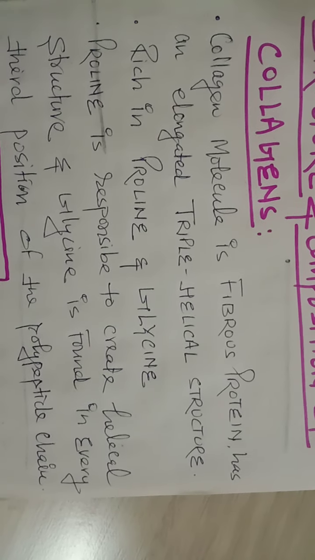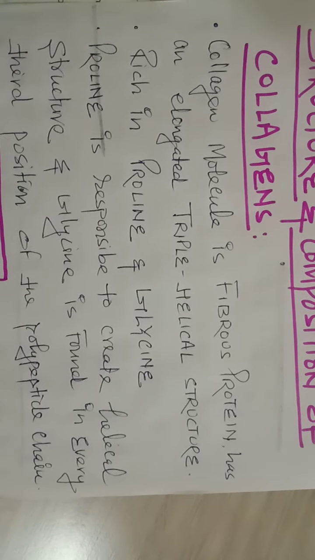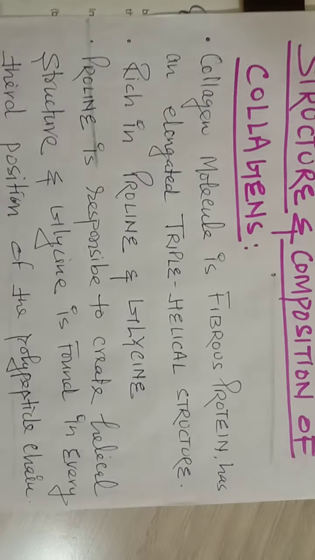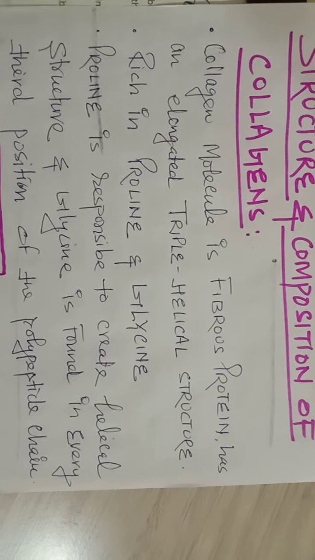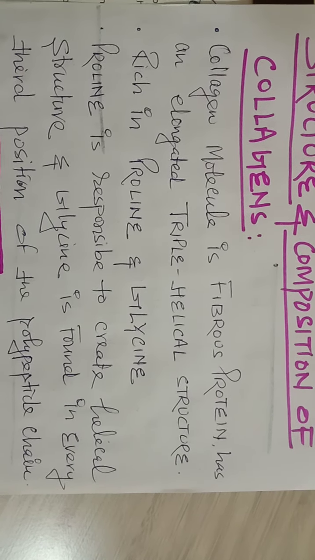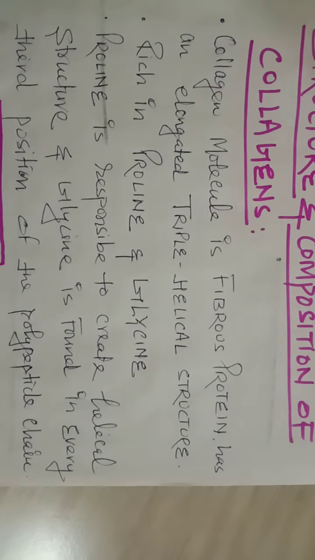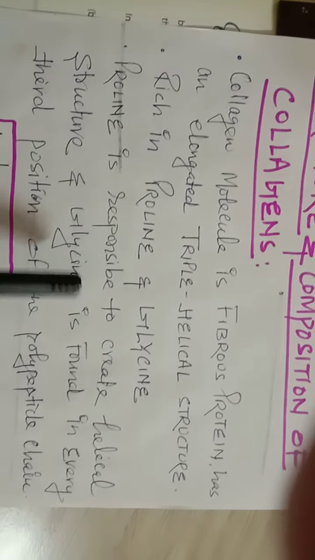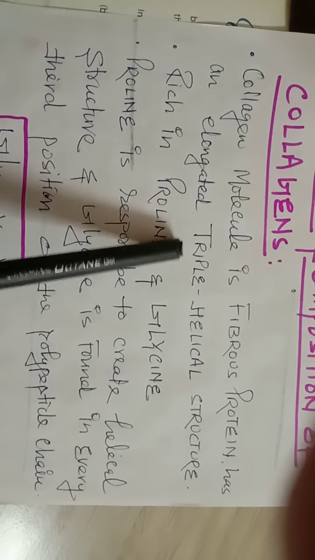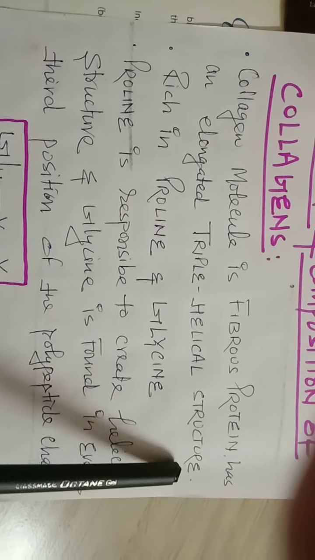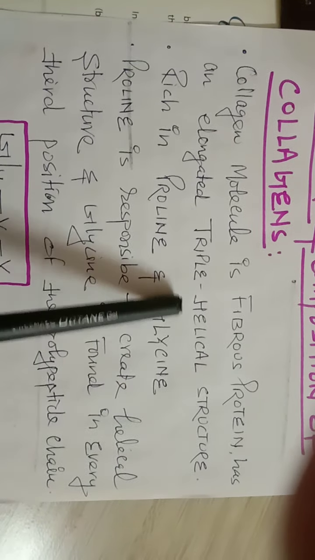Collagen molecule is a fibrous protein, has an elongated triple helical structure. This point is very important. What type of structure? Triple helical structure. Underline it. Triple helical structure. It's very important.